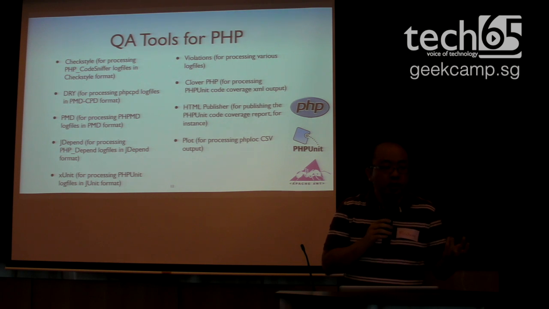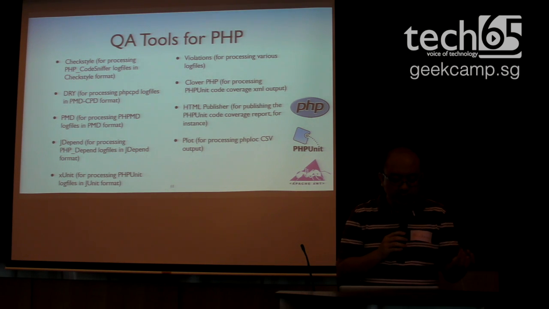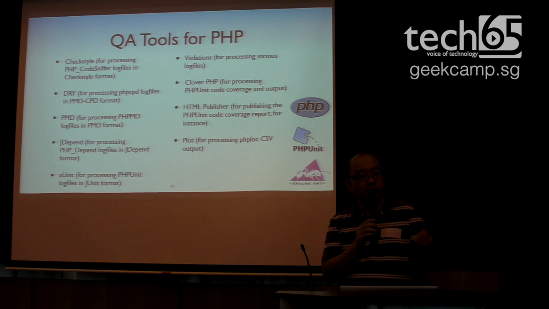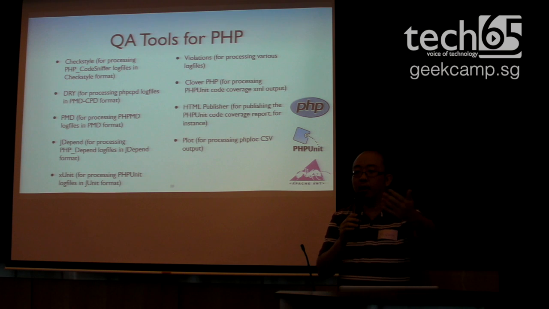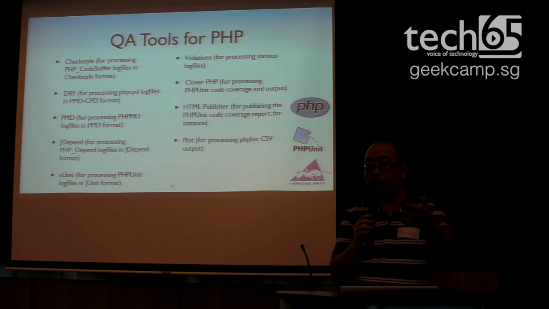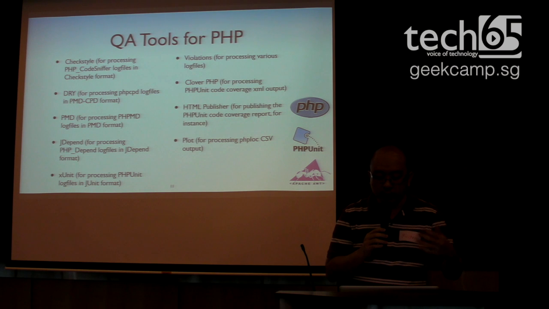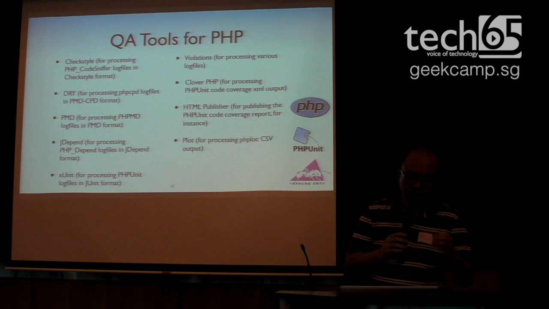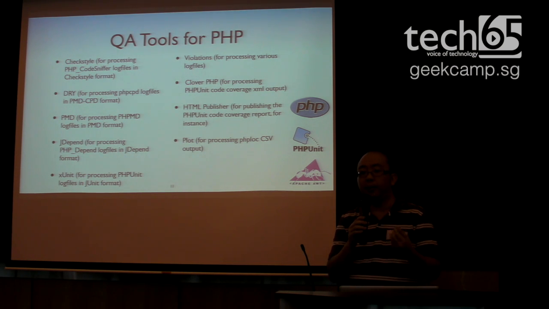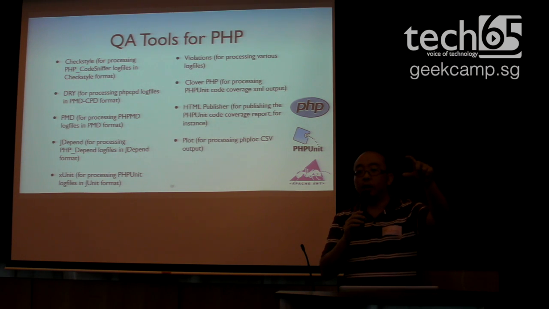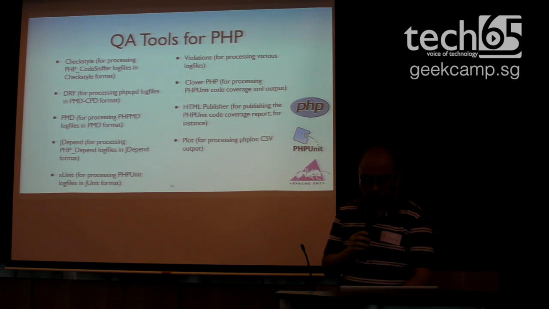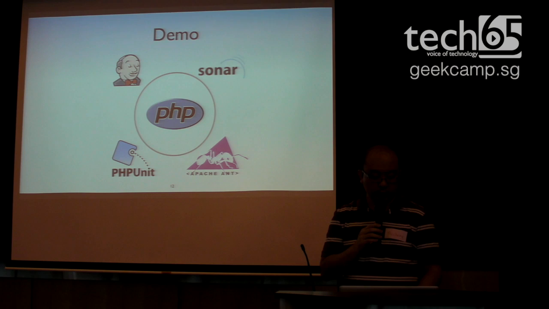DRY is basically checks for duplication. There's mess detection, checks for amount of dependencies in your code. XUnit basically processes your PHPUnit logs and gives you a sense of how much coverage you have, or rather how well your tests are passing or failing. Clover PHP, which basically generates that pretty nice coverage report that you have. HTML publisher, which creates an API documentation for all the PHP code that you have. So it sucks in all your PHPDoc logs, and converts them into nice documentation in HTML. And also creates charts. Right.